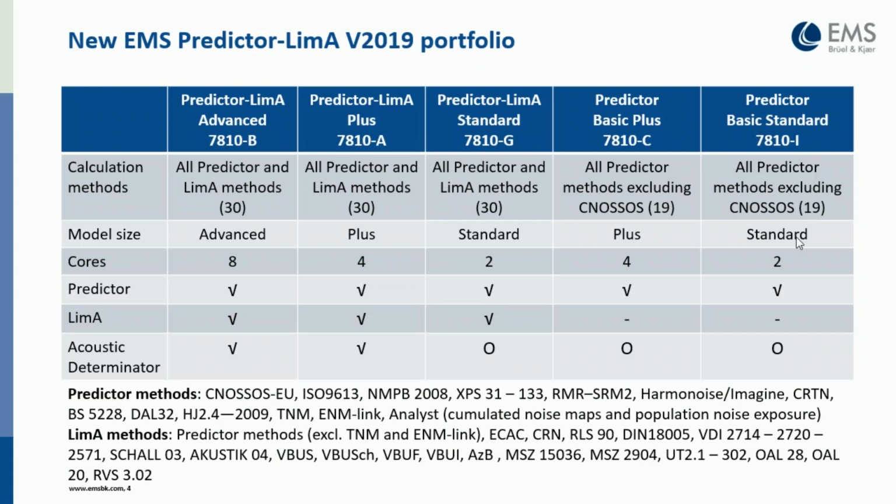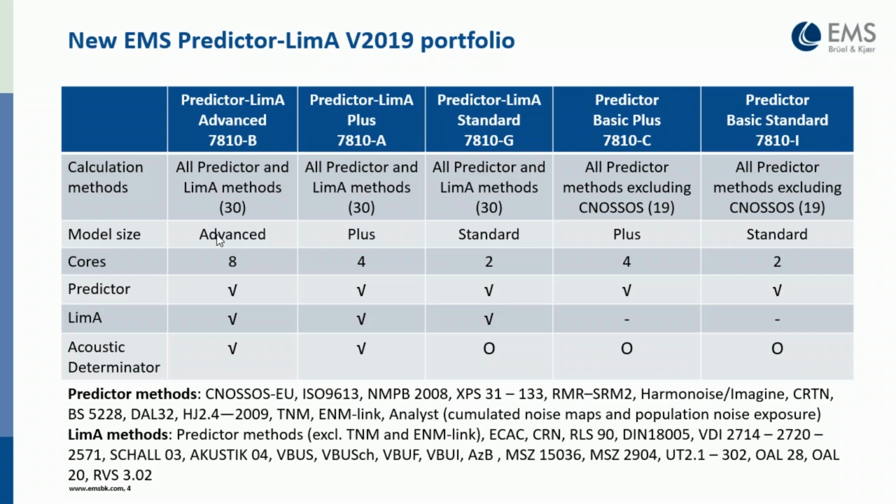Then, if you want to handle larger models, you go from the Standard to the Plus size, and you can go into Predictor Basic Plus. Also all predictor methods excluding Knossos. We also increased the number of cores being supported, so you calculate faster. Then if you want to include Knossos, you go into the Standard that has all Predictor and LimA methods.